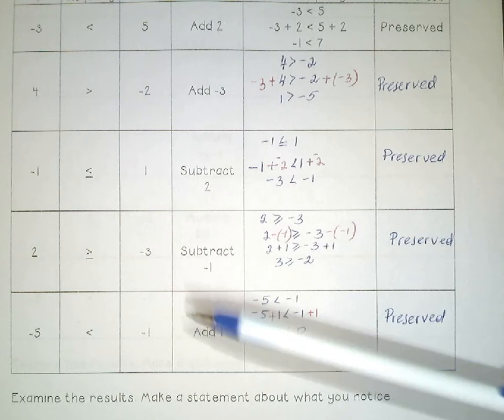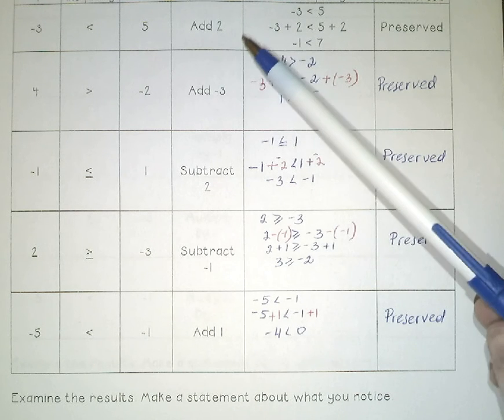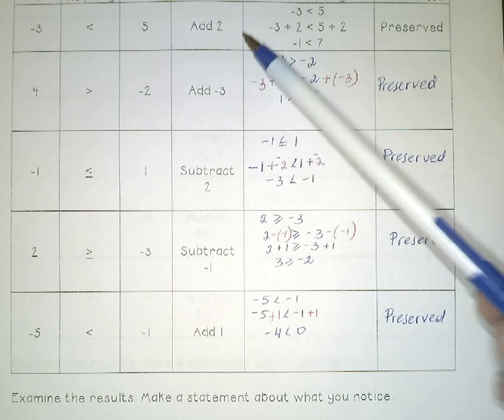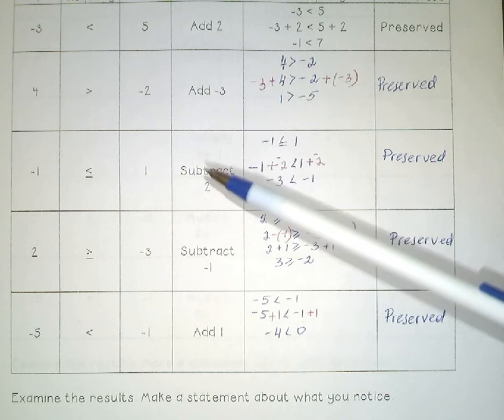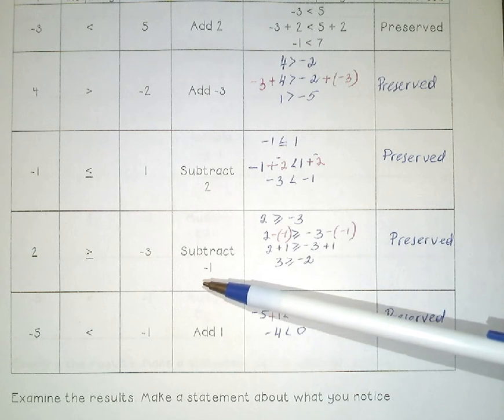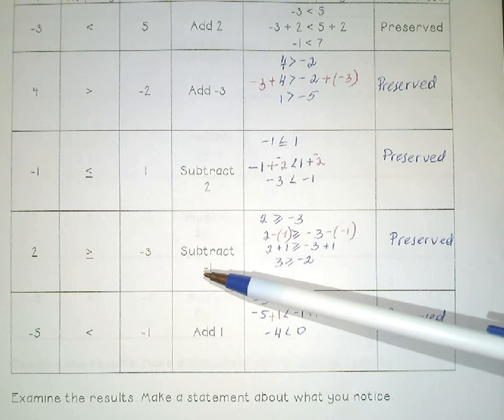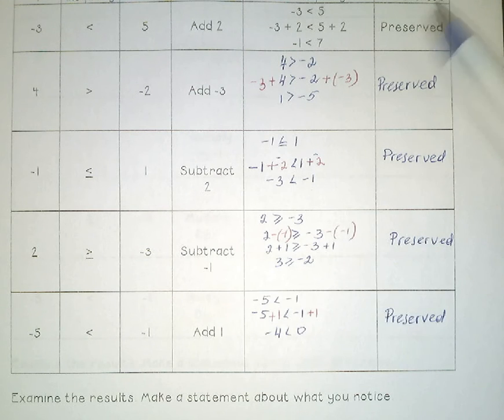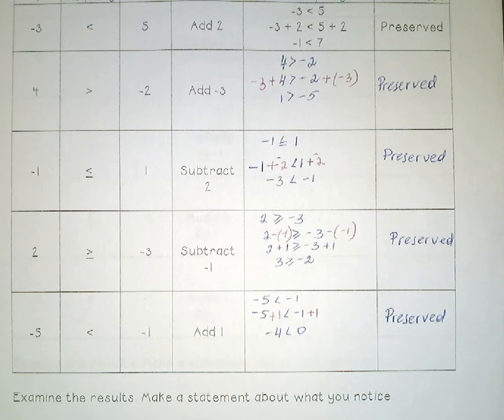So what did we notice here? I hope you noticed that in some cases we were adding positive numbers, we were adding negative numbers, we were subtracting positive numbers, and we were subtracting negative numbers. So does that mean that when I add or subtract positive or negative numbers, my sign stays the same? That's what it is. When I add or subtract positive or negative rational numbers, the sign of the inequality is preserved.